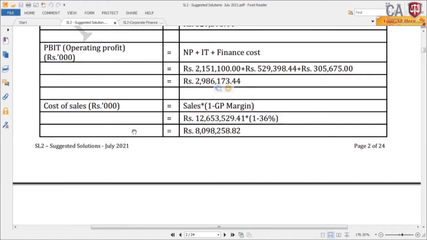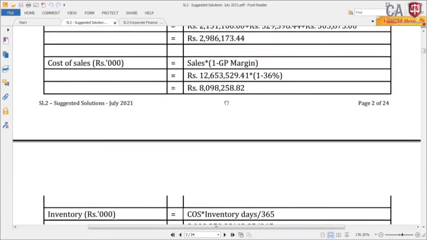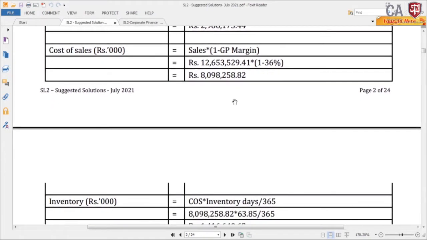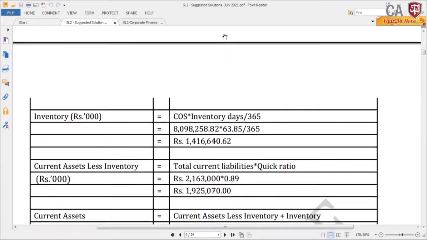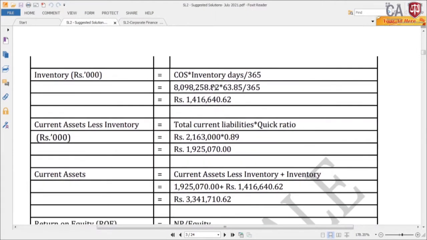From the GP margin, we can calculate the cost of sales. Sales is 12 billion, which we already calculated. On that, you compare with your GP margin and get cost of sales of 8 billion. 8 billion cost of sales. Using the cost of sales of 8 billion and the inventory holding days given as 63.85, we can calculate how much inventory is in the balance sheet.